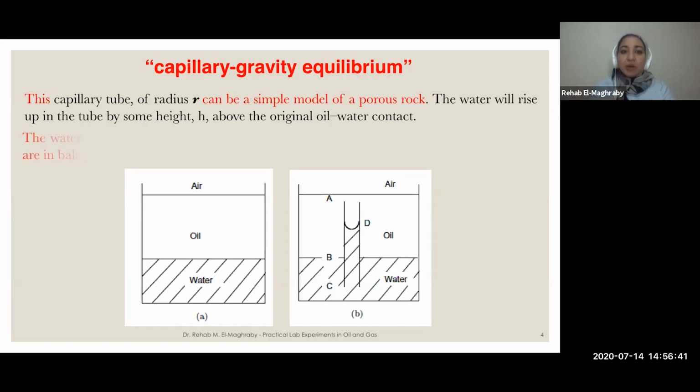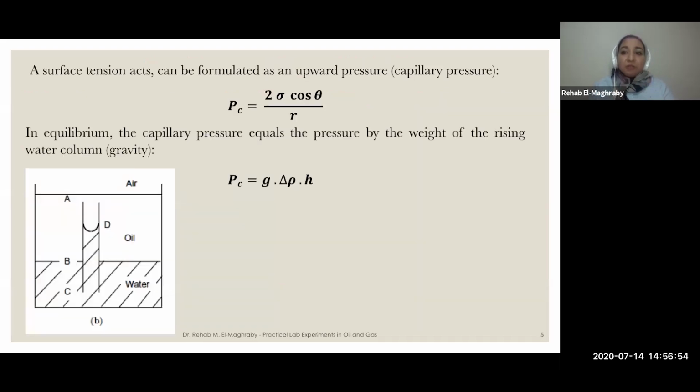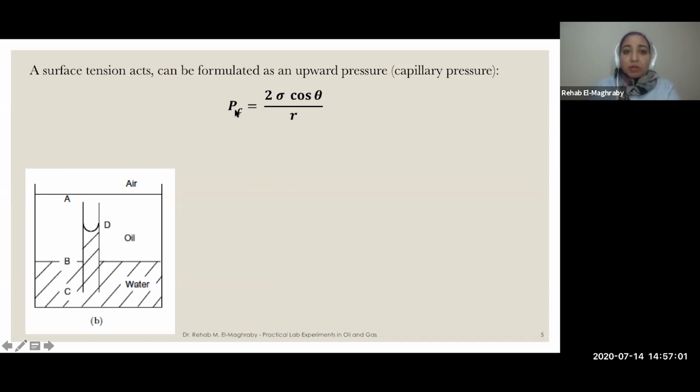This height represents the equilibrium between the gravitational force and the capillary force. So this height is governed by the capillary force and the gravitational force. If we want to express the capillary force, it can be as shown in this equation. The capillary force relates the interfacial tension between oil and the brine, the contact angle between oil and water, which is also a property of the rock or the capillary tube material, and the radius. If you are talking about the rock, it is the radius of the throat of the rock. If you are talking about the capillary tube, it is the radius of this capillary tube.